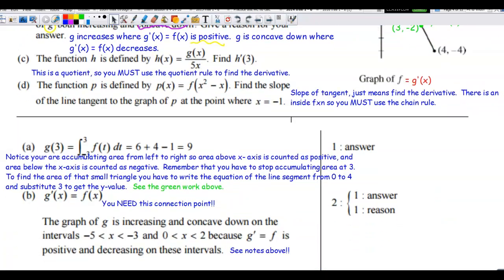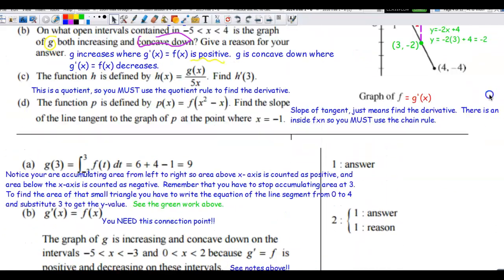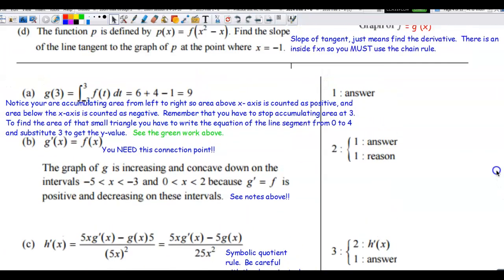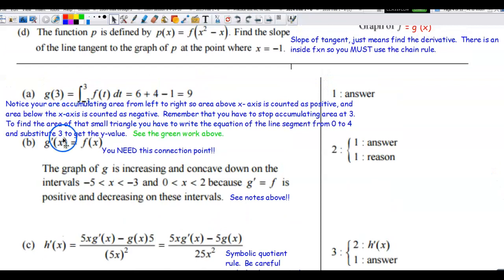And if we look down at the scoring guide, oh wait, 0 to 2, sorry. There it is right there. So the graph of g is concave down, increasing and concave down here, and you can use interval notation. You don't have to use inequality, so you could have -5 to -3, and you could have 0 to 2, and that's that connection point again. g prime or f, they have it here, so they don't have to keep restating it, but you can, is positive and decreasing on those intervals.